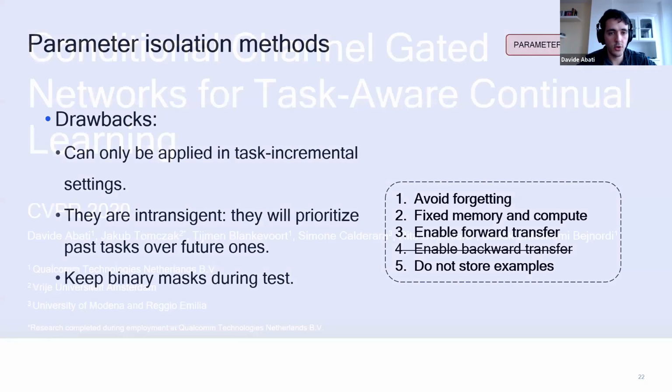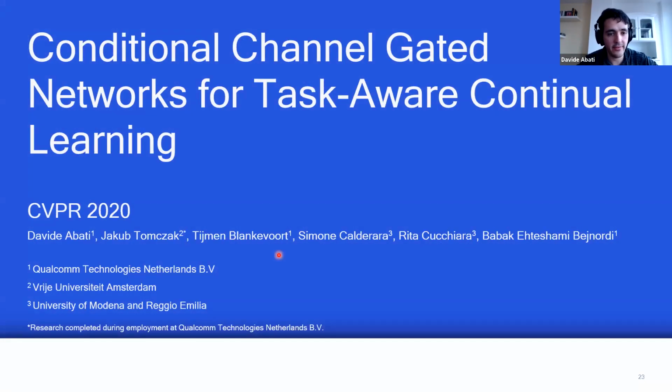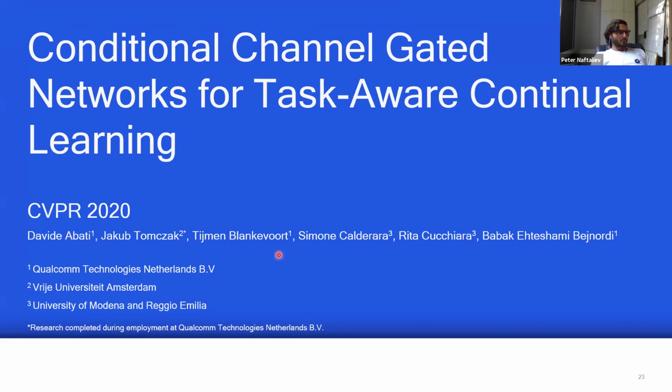All right, so I hope that the 5 families were a bit clear. I will now try to explain our take on the problem, which is this paper, which was published in CVPR last year. And yeah, let's get to it.